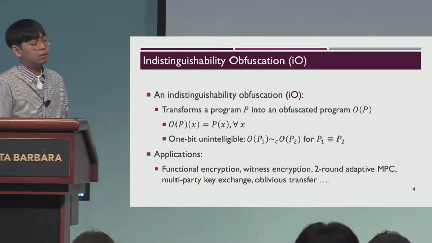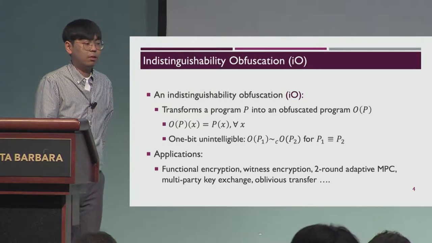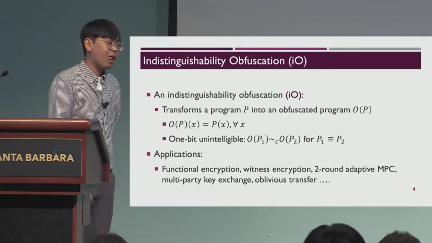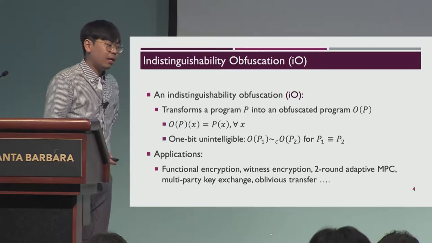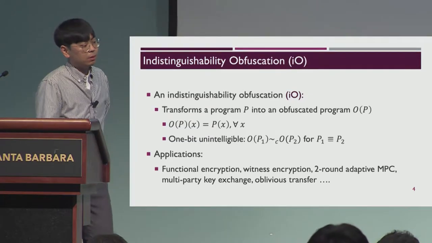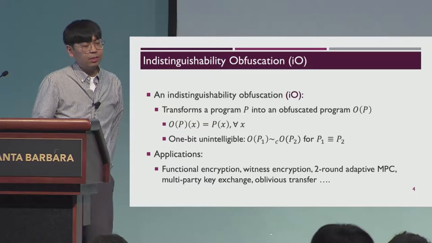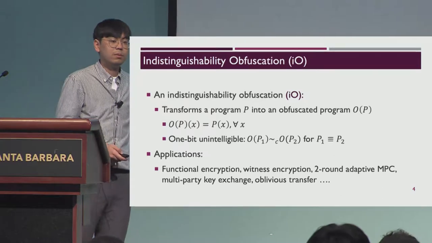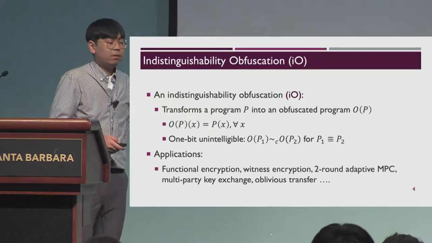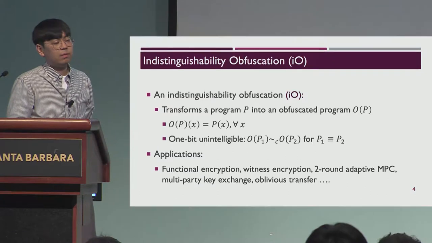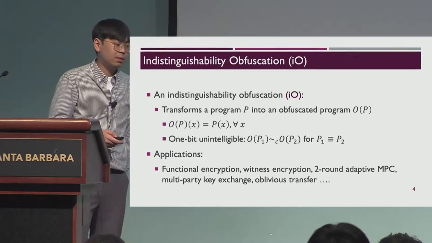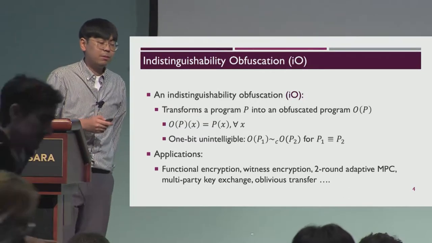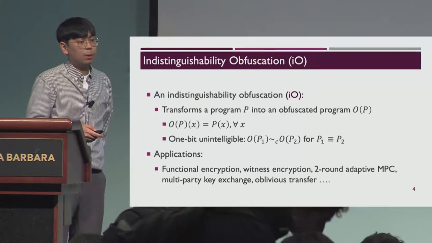Indistinguishability obfuscation is a polynomial time algorithm that transforms a program P into an obfuscated program, which preserves the functionality and gives one-bit unintelligibility. One-bit unintelligibility is to hide one bit of information, namely which of two equivalent programs was obfuscated. Here, equivalent means both programs have the same functionality and the same size. For such programs, their obfuscated programs are computationally indistinguishable.